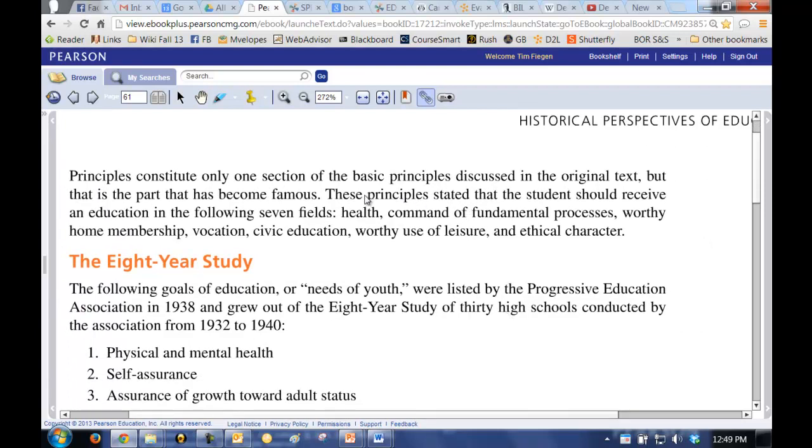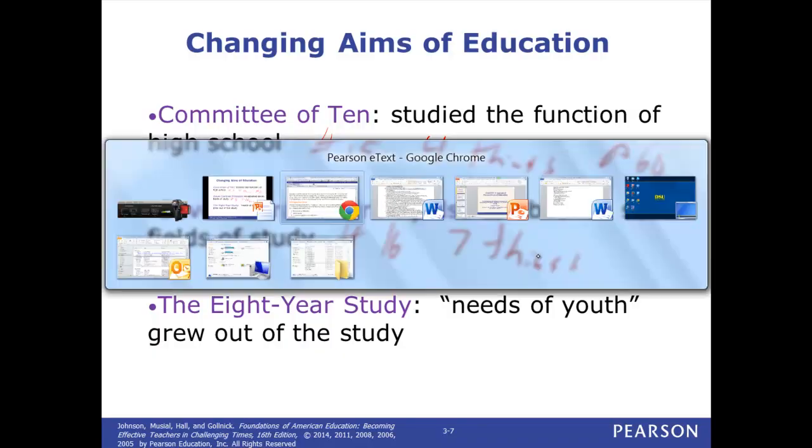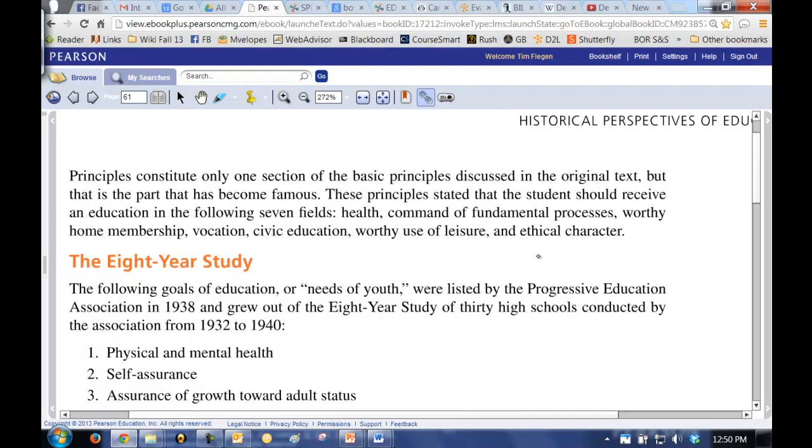Okay, and so here are the 7 things here. And that will be your number 16. Bring those 7 things in here. And here they are: health, command of fundamental processes, worthy home membership, vocation, civic education, worthy use of leisure, and ethical character. It's important that you have ethical character.